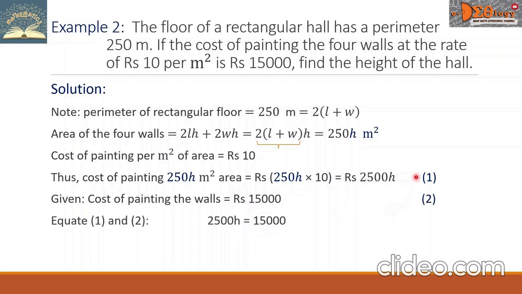If we put together equations 1 and 2, we will have 2,500 H equals 15,000. From here we can get the value of H. Simply, we divide the equation by 2,500. So the value of H equals 6. And this 6 is in meters. So the height of the hall is 6 meters.